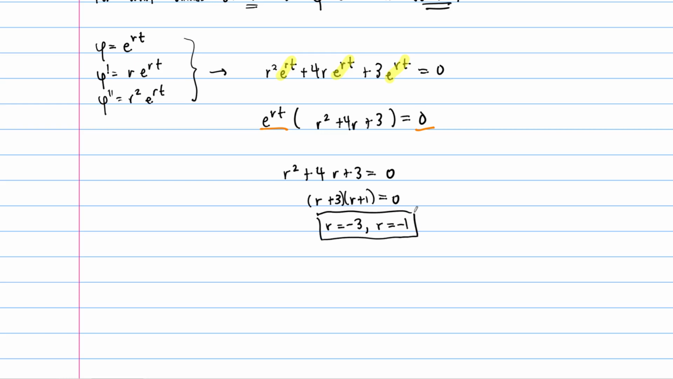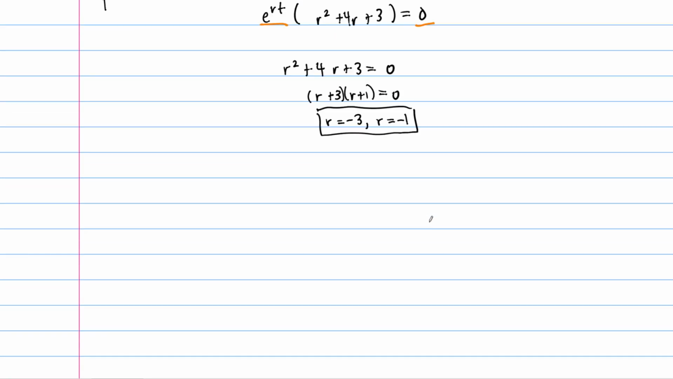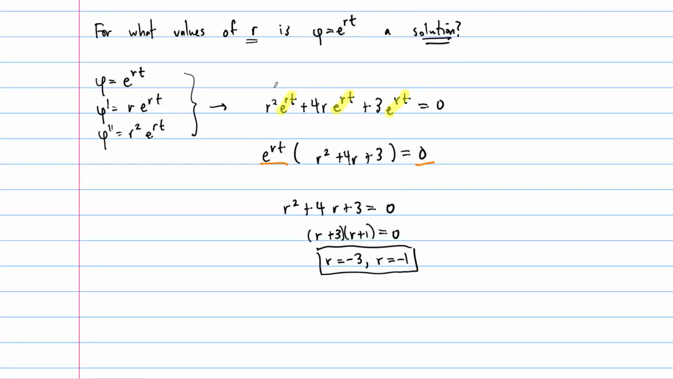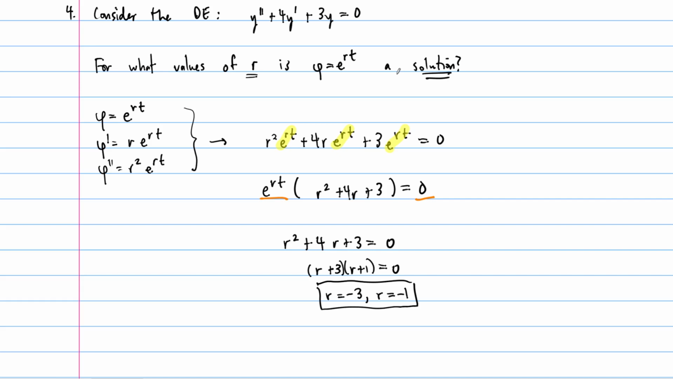Okay, so those are the values of r for which this is a solution. So let's write the solutions down. We get two solutions: phi1 is e to the minus 3t, and phi2 is e to the minus t. It doesn't matter how you label them, 1 or 2, but they're different functions. And so there you go, those are solutions to this differential equation.